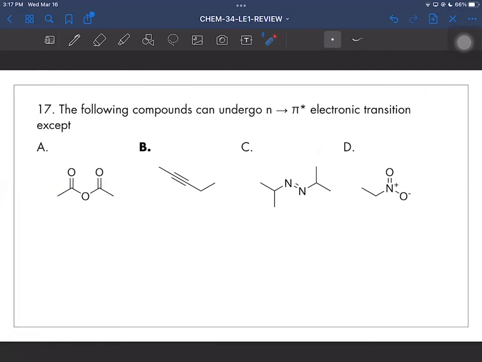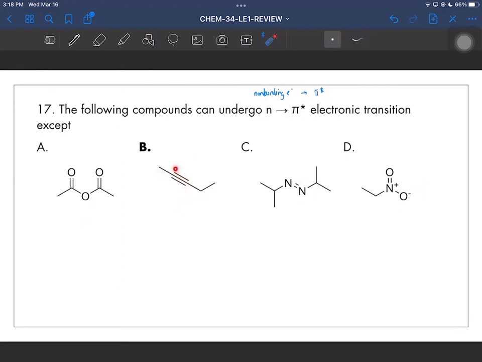Number 17, which of the following compounds can undergo n to pi star electronic transition except blank? So for n to pi star, n would be the non-bonding electron pair, non-bonding to pi star. So for this to happen, it must have non-bonding electrons, and it also must have a pi bond. And if you look at the choices, lahat naman merong pi bond, pero yung letter B does not have non-bonding. It does not have a lone pair.